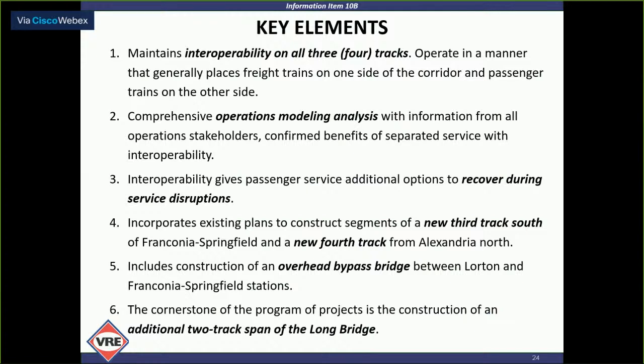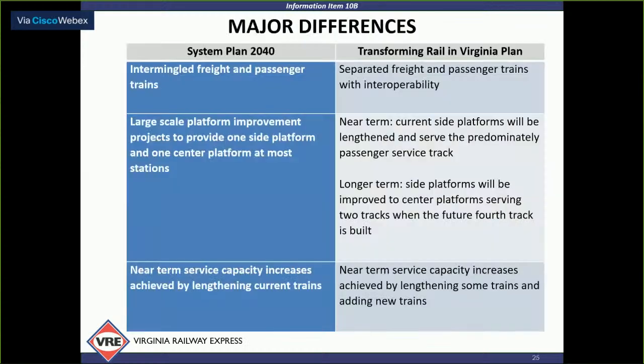The cornerstone of the program of projects is the construction of the 2-track span Long Bridge over the Potomac. Sort of that is the jewel of the crown that gets us across the Potomac and into the District. With that, Robert, if you would, next slide.